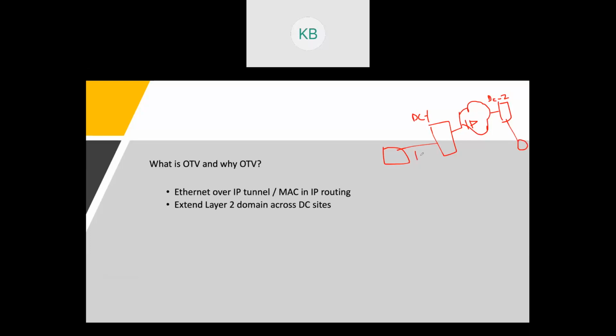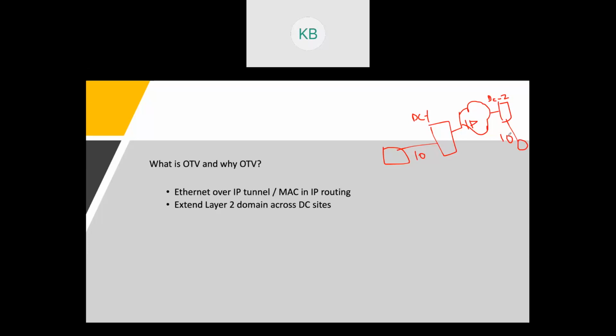If this host is in VLAN 10 and this host is also in VLAN 10 and they're trying to talk to each other, then generally in traditional IP networking, you cannot make it work because you have an IP network in between. However, using this overlay technology, we are going to extend our layer 2 fabric across the DCI interconnect, across the IP network to the other data centers.